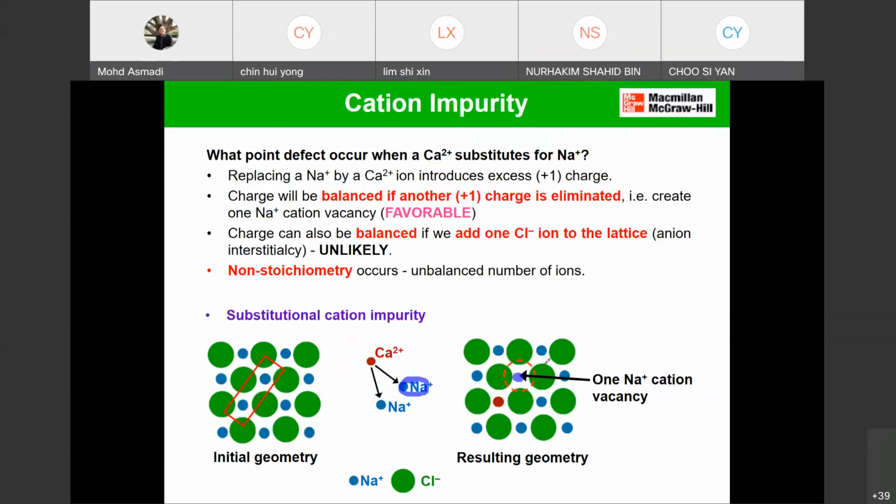If we did not remove the other Na plus, there would be more charge, so the number of ions is not balanced in terms of the stoichiometry. So it's not favorable. If we remove this one, it becomes favorable. So it becomes neutral. Charge can also be balanced if we add 1 Cl minus ion to the lattice. Non-stoichiometry occurs with an unbalanced number of ions, but the main goal is neutrality. So when we want to add Ca2 plus, we have to remove 2 Na plus.